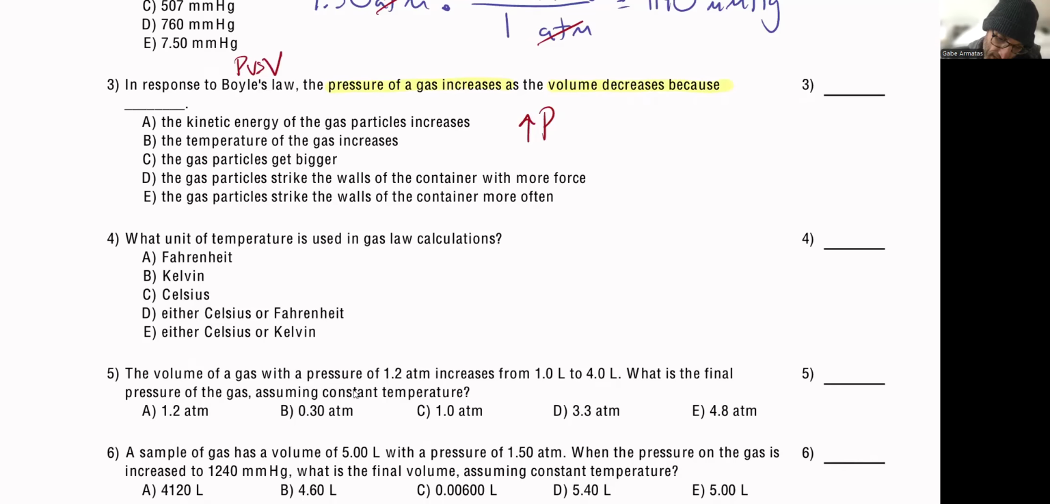Okay. In response to Boyle's law, the pressure of a gas increases as we see a decrease in volume, which makes sense. If you compress something and make it smaller, there's more particles moving, hitting the walls more often. That's going to increase the pressure.